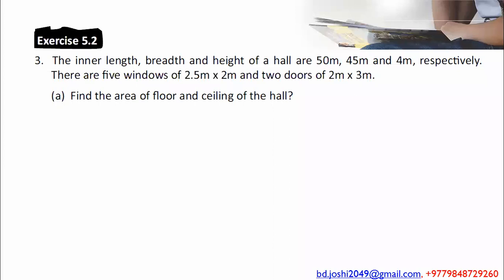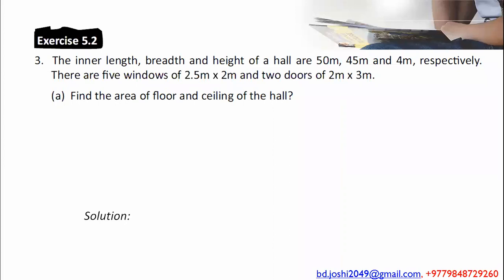Question number 3 is inner length, breadth and height of the halls are given. Length is 50, breadth 45 and height is 4 meter respectively. There are 5 windows of 2.5 meter into 2 meter and 2 doors of 2 meter into 3 meter. Question is find the area of floor and ceiling.